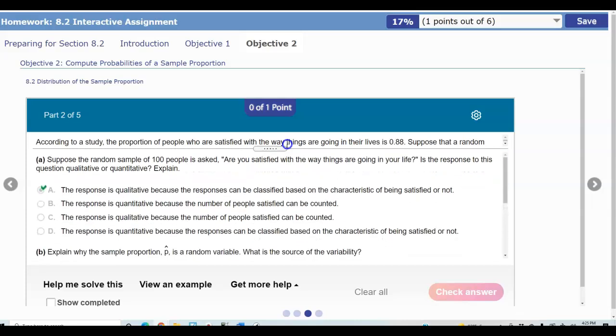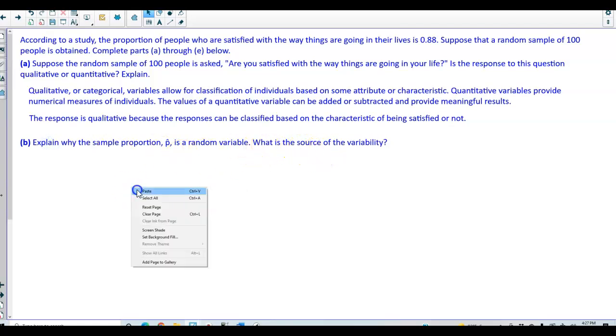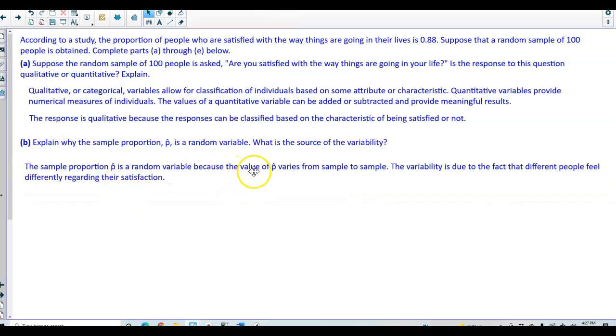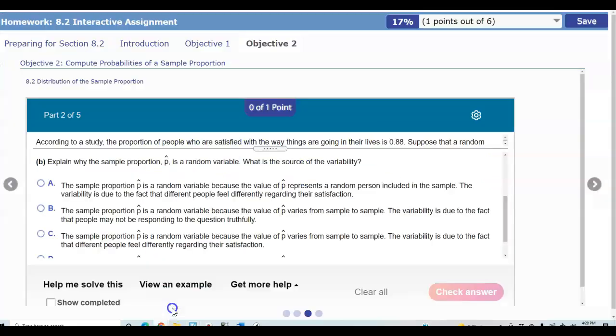Now the next question says, explain why the sample proportion p hat is a random variable and what is the source of variability. Well, here we have the sample proportion p hat is a random variable because the value of p hat varies from sample to sample. The variability is due to the fact that different people feel differently regarding their satisfaction. So therefore, it's going to be part C.